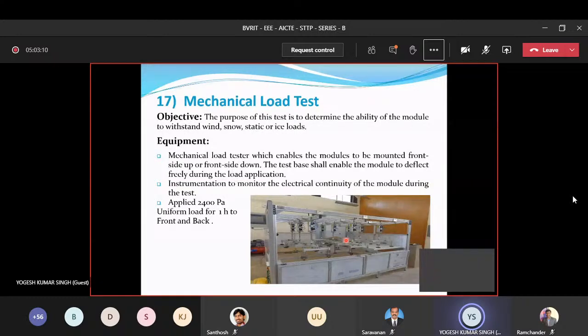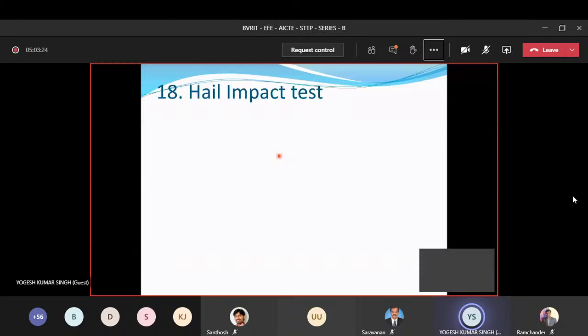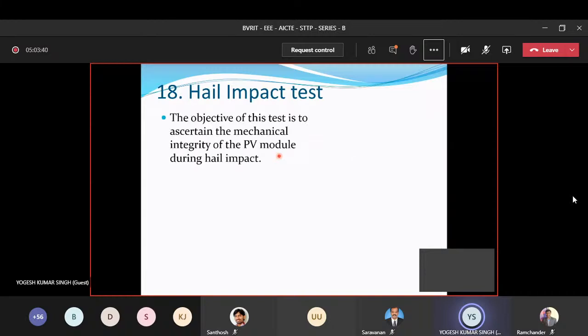Now, hail impact is also an important parameter, because a lot of the time in the rainy season hailstorms happen in nature, and hail also affects the module. If the hail size is bigger and it hits the module, your module will definitely be damaged in that condition. So what comes in the hail impact test? The objective of the test is to assess the mechanical integrity of the PV module during hail impact.